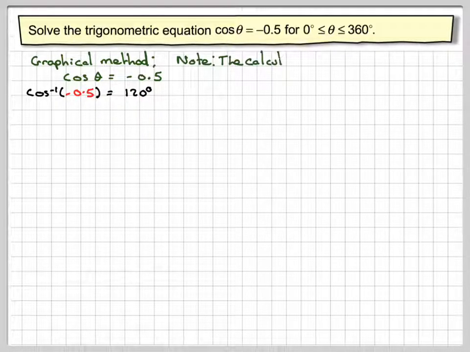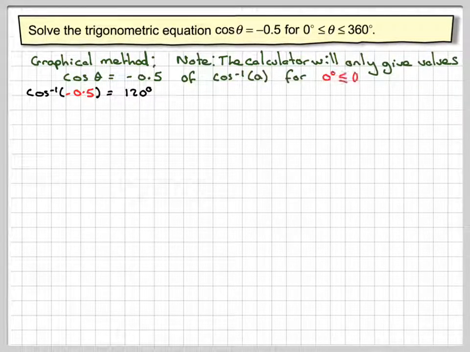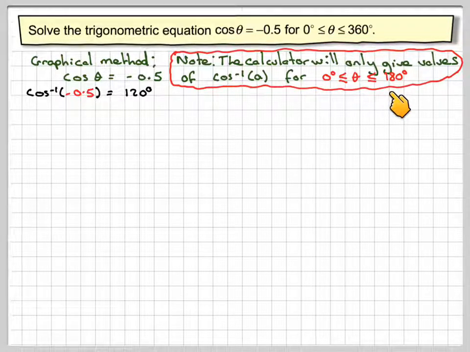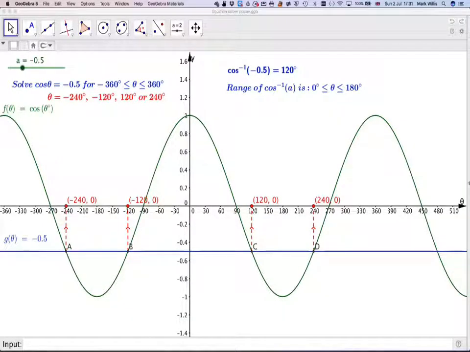So note that the calculator will only give values of cos to the minus 1 of a between 0 and 180 degrees. Right, if we now go to the graph, so here what we've got is the graph of cosine, is the positive part, and it just continues that way. Okay, so we're going to have one answer here, and we are solving this between 0 and 360, not minus 360. So we've got another answer here.